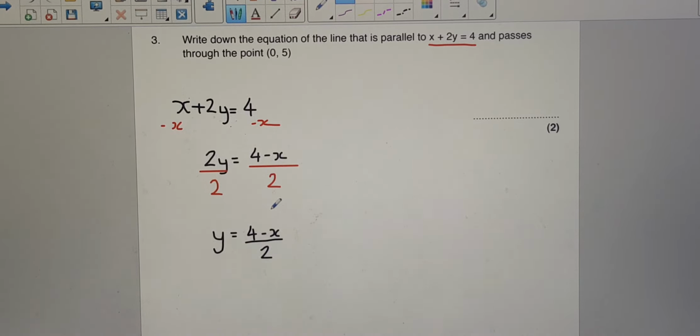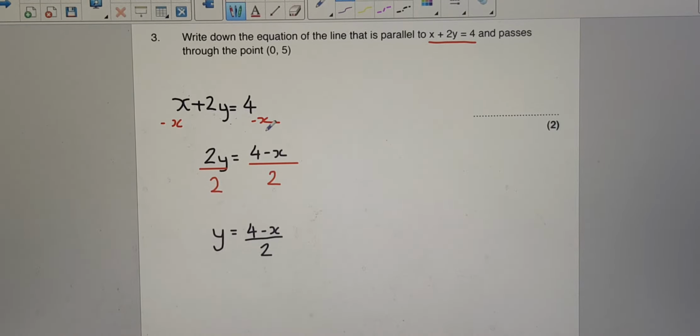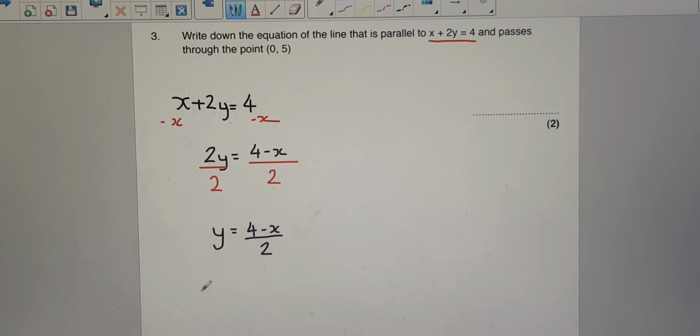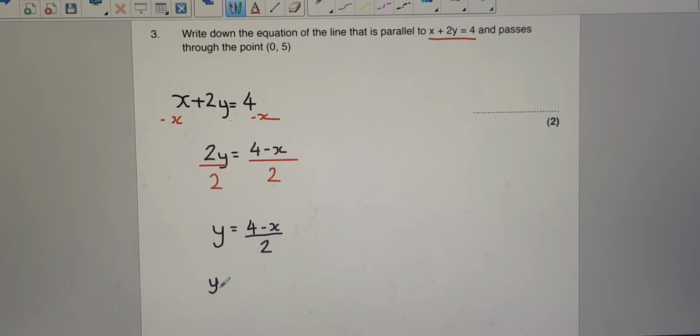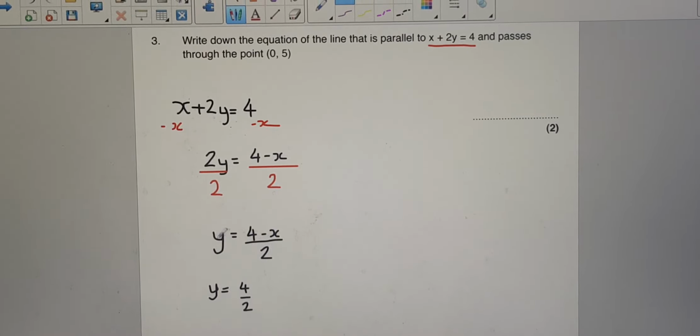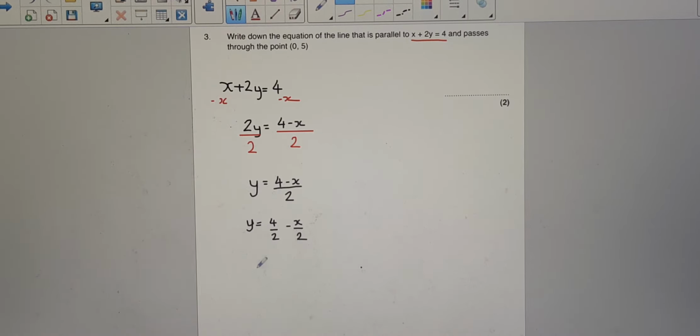Over 2. Well, that still doesn't really help me that much, but if you remember, this is the same as 4 divided by 2. In fact, let me just write that first. Minus x divided by 2. Well, what does that leave me with? Well, 4 divided by 2 is 2, and minus x divided by 2.